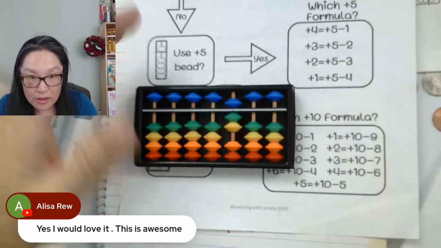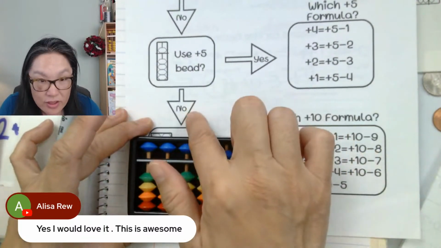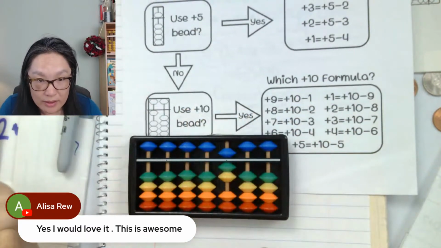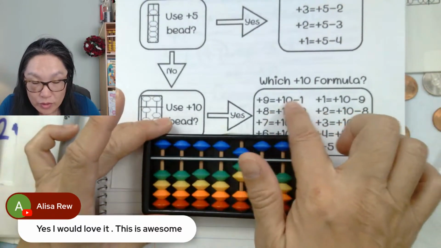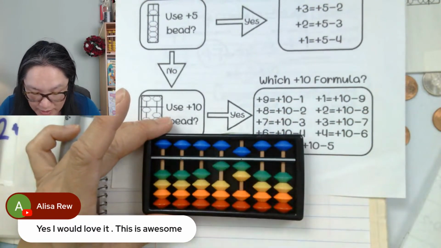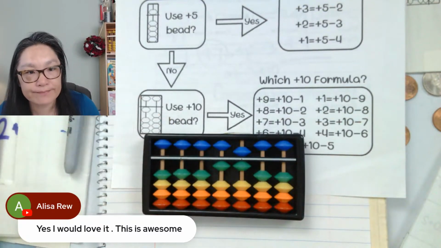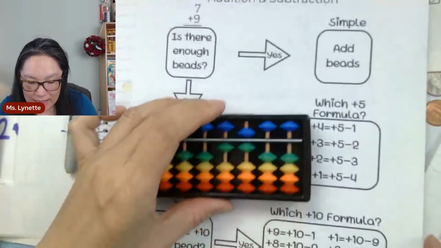So then from here, is there enough beads? No, there's not enough beads. Then you use the 10 bead. That's when you go to the 10 bead. So we plus the 10 and we take away the 1. My final answer is 16. I think it's just easier, because that's how I see it in my head.